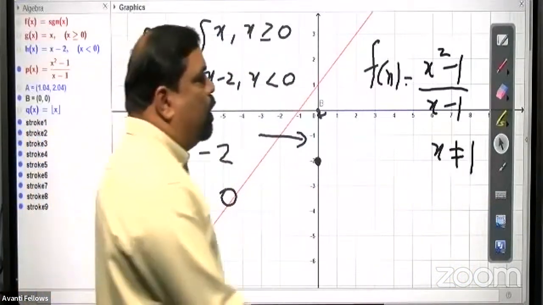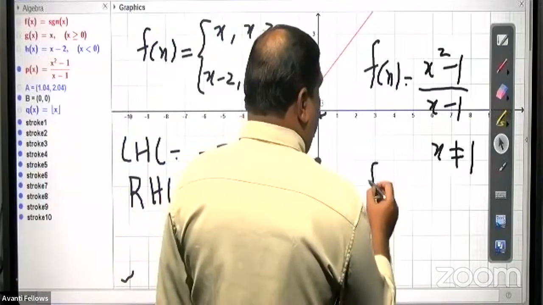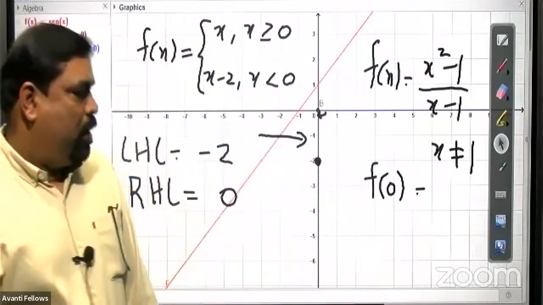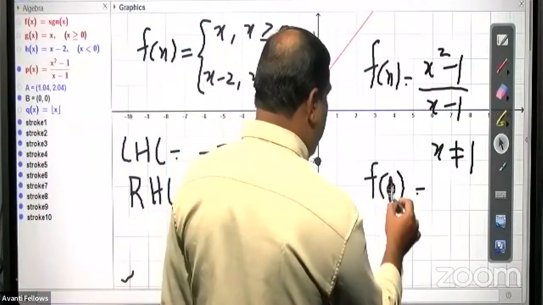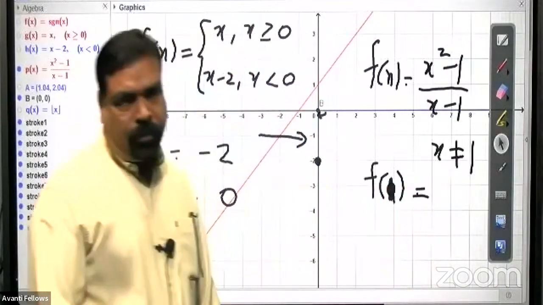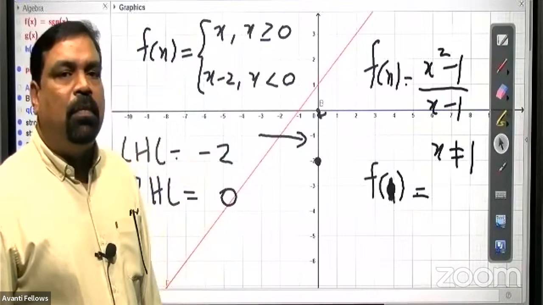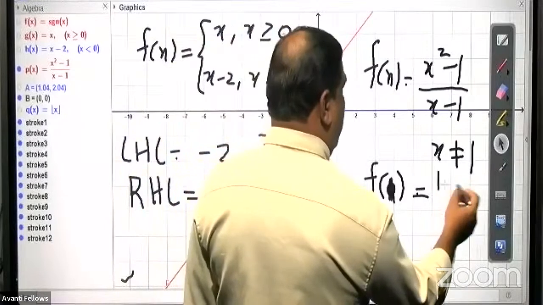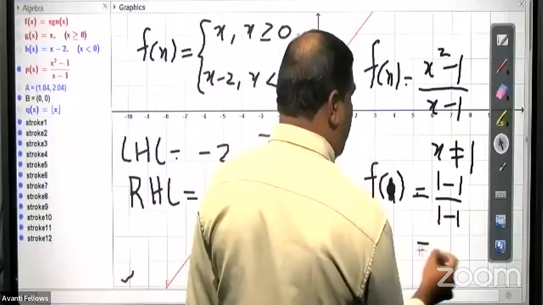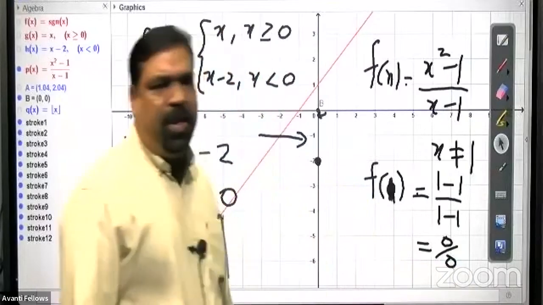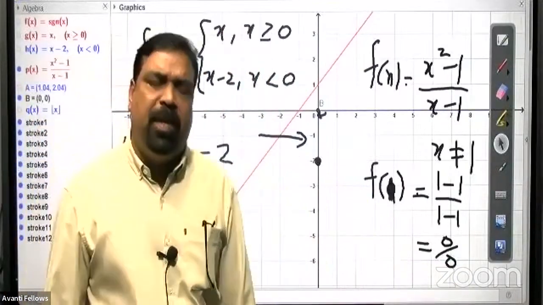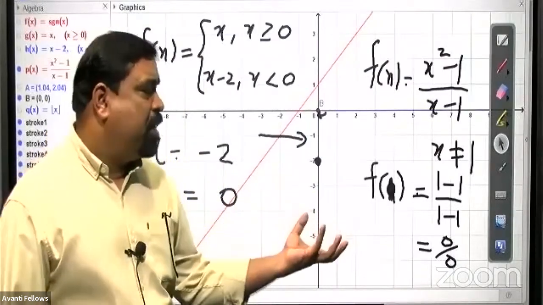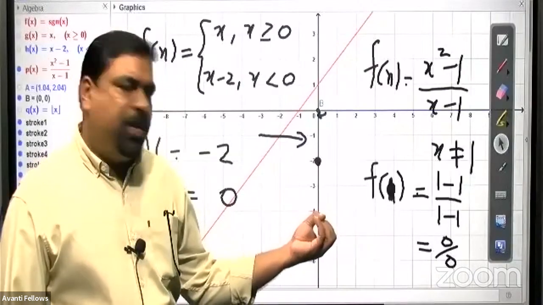So if I take the value at the point 1, what is f of 1? What is the function value at the point 1? If I substitute, what will you get? 1 minus 1 upon 1 minus 1, that is 0 by 0. And 0 by 0 is not a real number. That is called indeterminate. So at the point 1, the function has no value. The function is indeterminate.